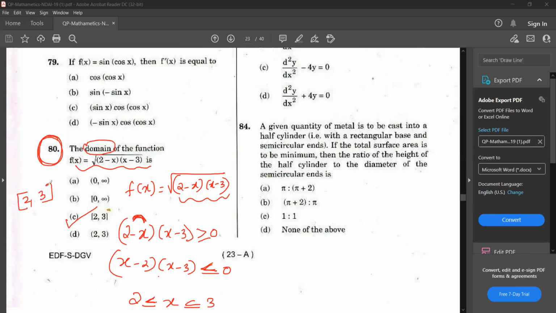Okay, this indicates why we write this. For the less than or equal to sign, we write square brackets. If it was strict, we would put round brackets (2, 3). This is equivalent to this. Okay, so that is about question number 80. Go through it.